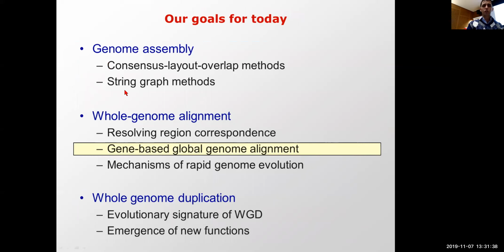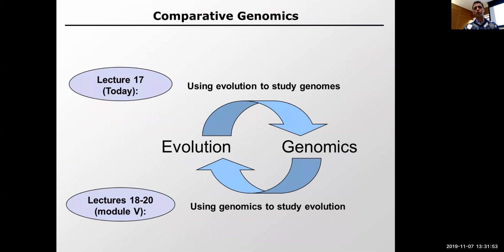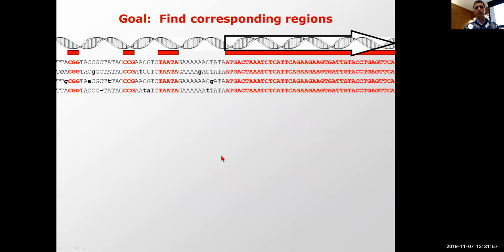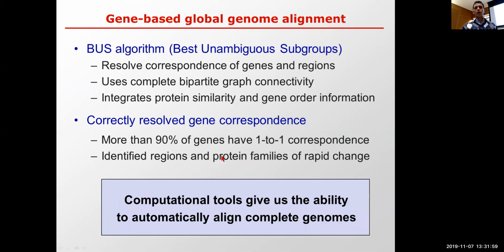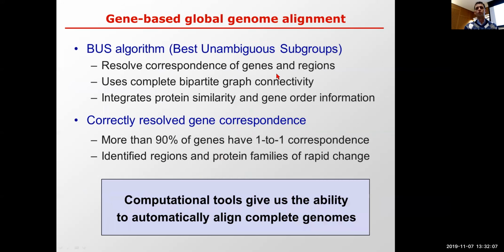So we talked about resolving these region correspondences with global alignment. Let's now talk about how, when you're trying to study evolution, you can find the matching of genes to each other. So let's talk about gene-based global genome alignment. And again, the goal is to now use genomes to study evolution. So as we mentioned earlier, basically what you want to do is build an alignment of all the genes and all of their flanking regulatory regions.